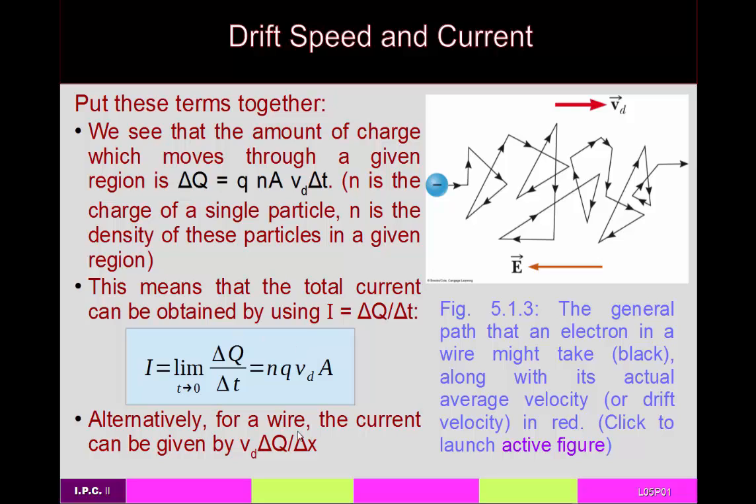And if we're talking about a wire, you can also get the current by using drift velocity times the charge divided by the length over which that charge is distributed. So that's how we relate the drift velocity of an individual electron, because on average all of them will have about the same drift velocity, back to the thing that we can actually measure more directly, which is the current.